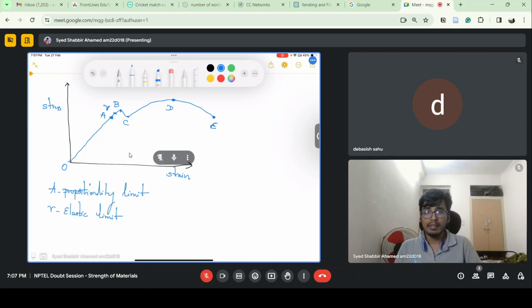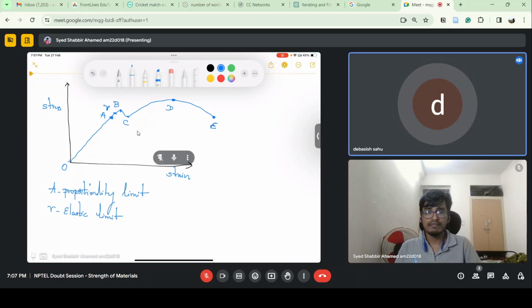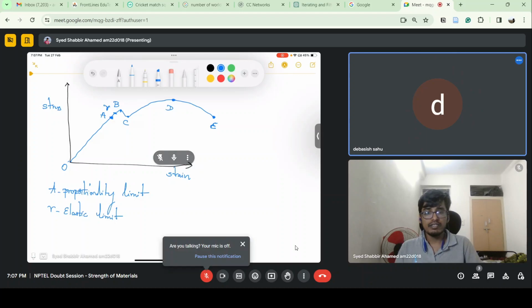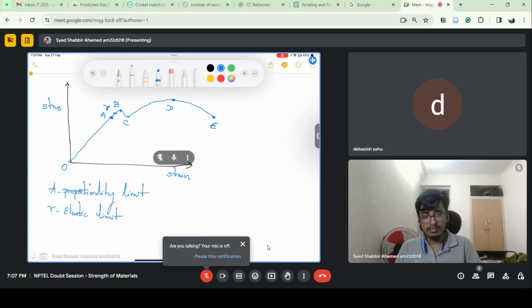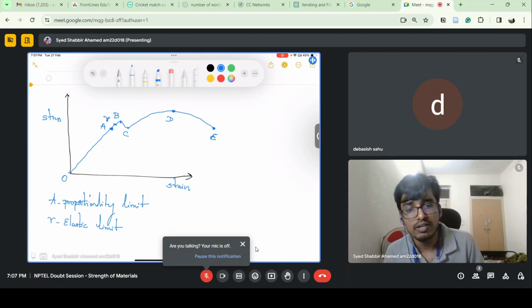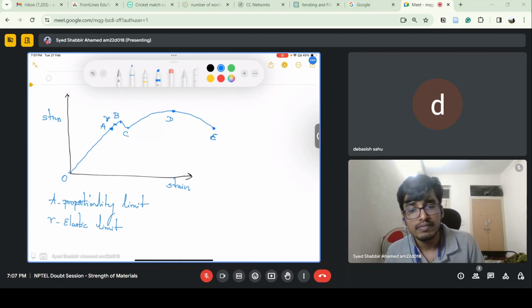What happened? Sometimes the screen is not visible, it is blank fully. This is what I am writing. Now visible. That's okay. Is it visible? Yeah. Okay. Yes, yes, yeah.